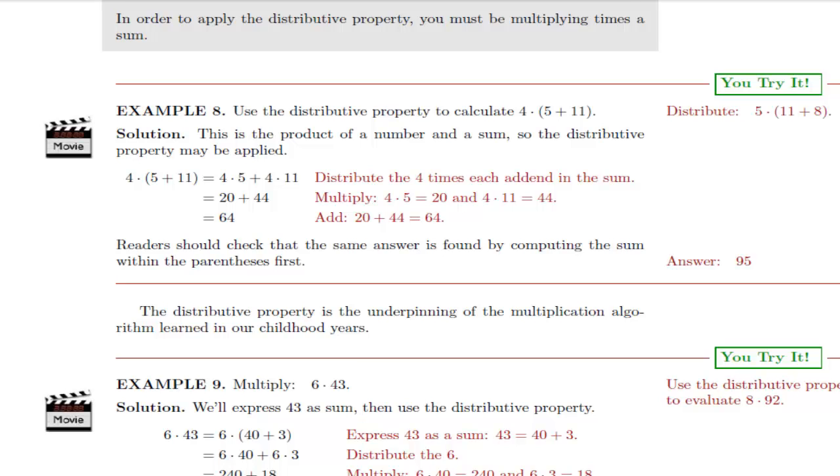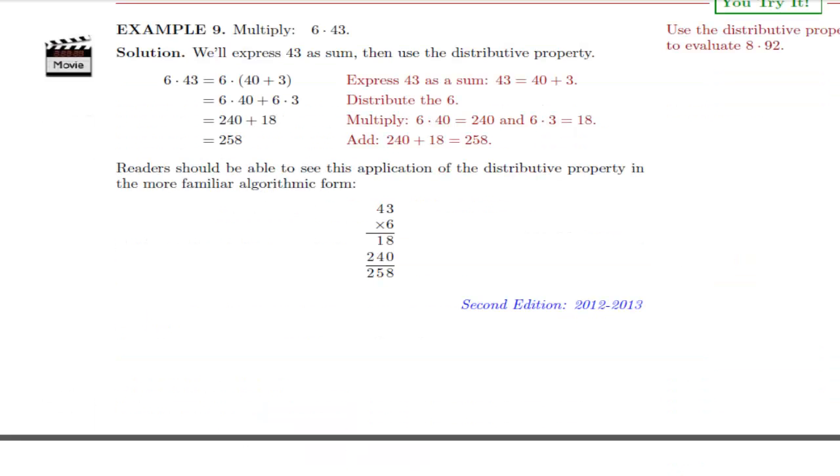The distributive property is the underpinning of the multiplication algorithm learned in our childhood years. Example 9. Multiply 6 times 43. Solution. We'll express 43 as a sum, then use the distributive property. 6 times 43 equals 6 times (40 plus 3). Distribute the 6 to get the product of 6 and 40 plus the product of 6 and 3. And 6 times 40 equals 240, and 6 times 3 equals 18, then 240 plus 18 equals 258.